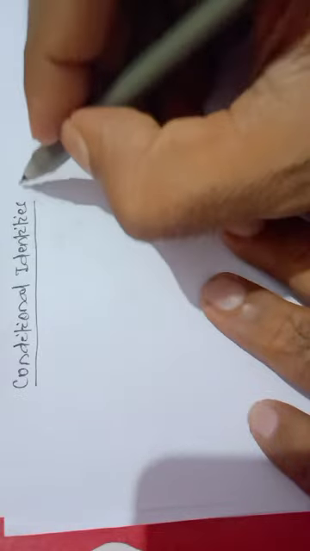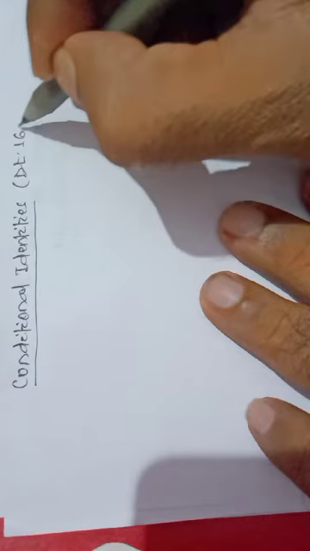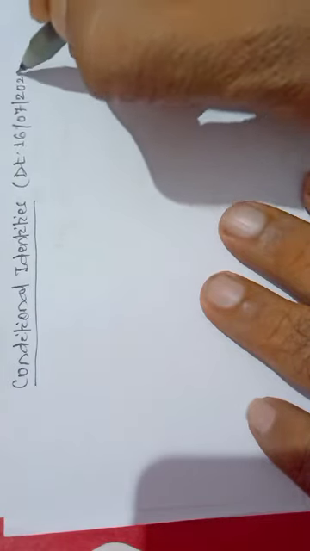So, let us start some more problems of conditional identities. Write down the first question. More or less in the question, the condition will be the same. That means either A plus B plus C is equal to pi, or in triangle ABC. So write down the question.